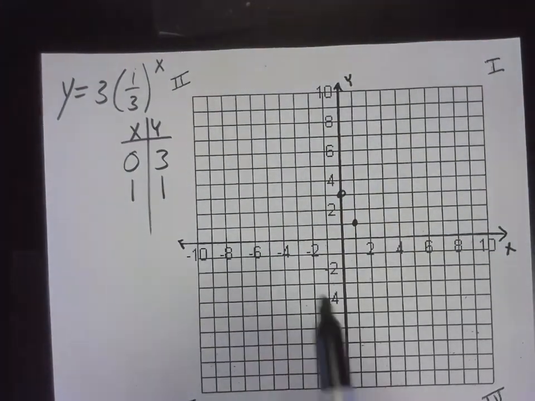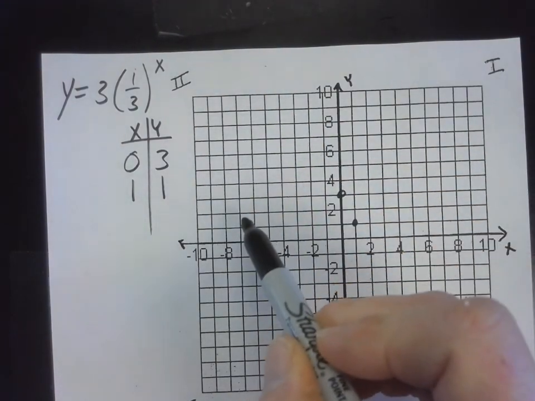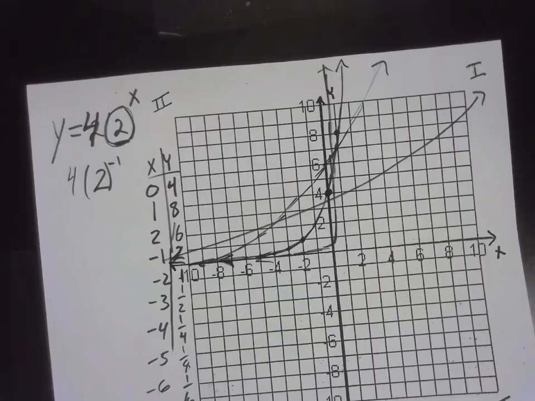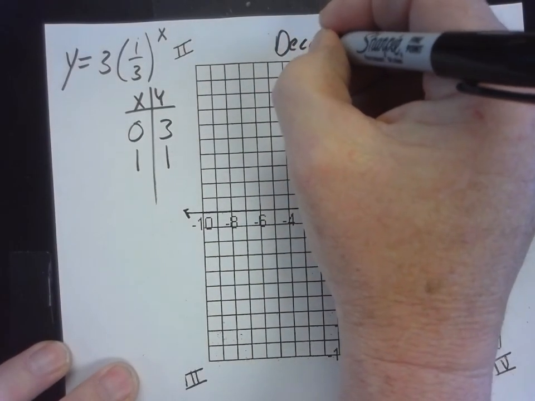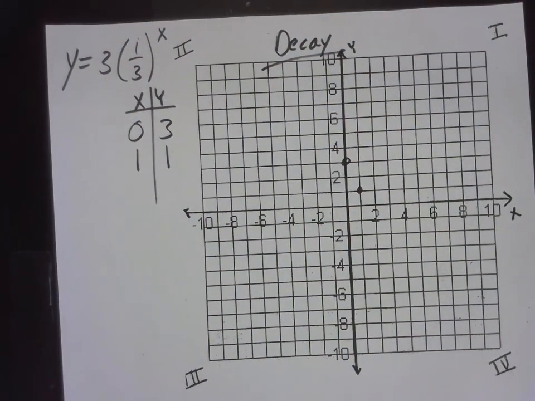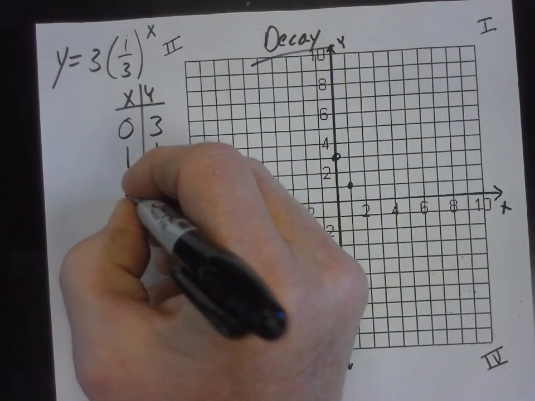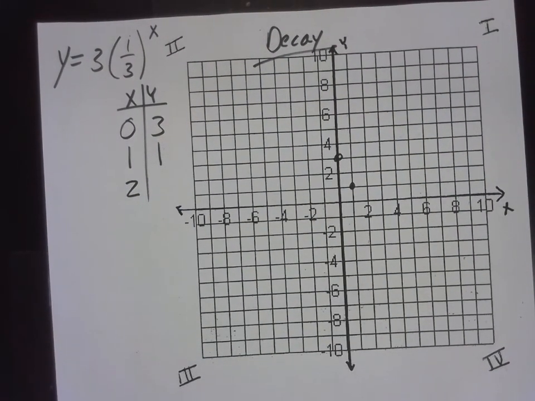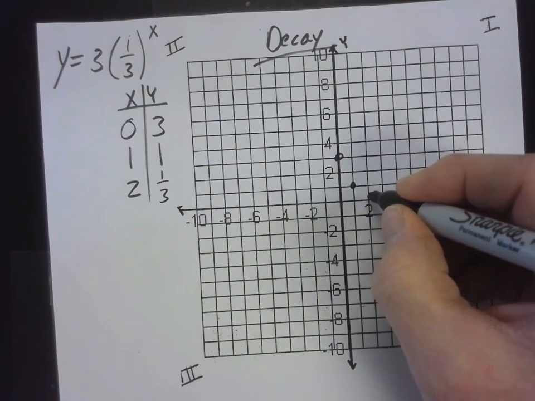Do you see how this one's not growing? What's it doing? We don't call this so this one we call exponential growth. Yeah. This one we call exponential decay. All right, and we'll talk more about why those words are important and why we use them. Okay, let's put in a 2. A third? Yeah. 2 gives us a third.